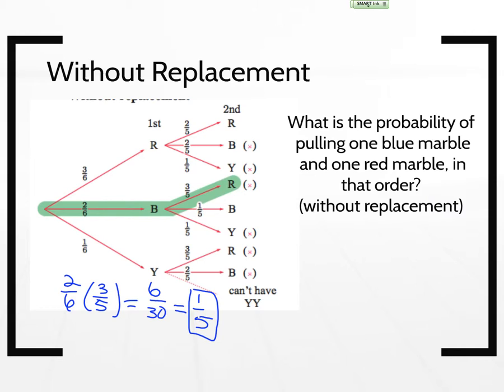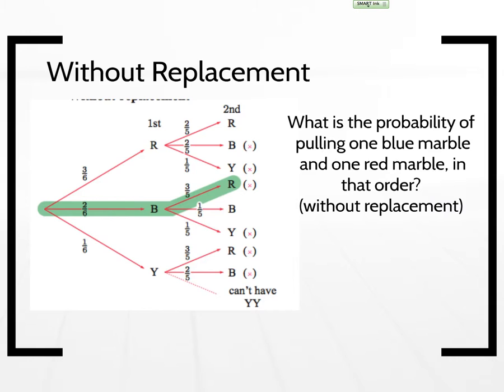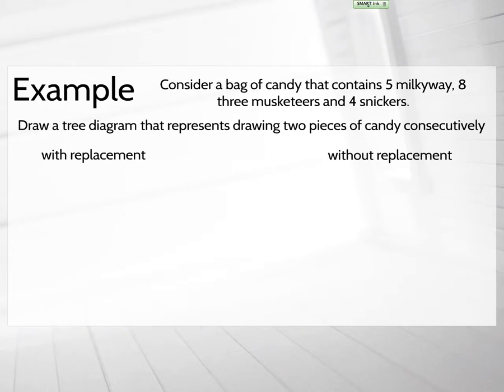All right, so we are going to take a look at this candy dish here, or it might be a bag. It's a bag of candy. Consider a bag of candy that contains 5 Milky Ways, 8 Three Musketeers, and 4 Snickers. Draw a tree diagram that represents drawing 2 pieces of candy consecutively. So taking one out and then taking another one out. You'll notice it says with replacement and without replacement. So we are going to be making 2 different tree diagrams.